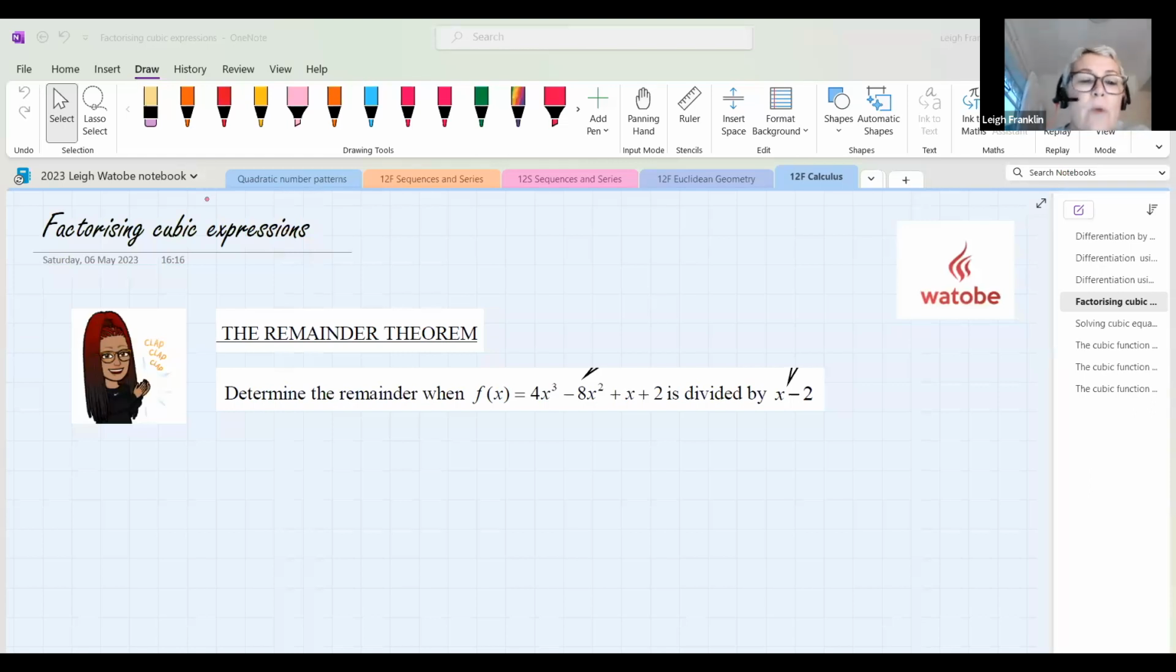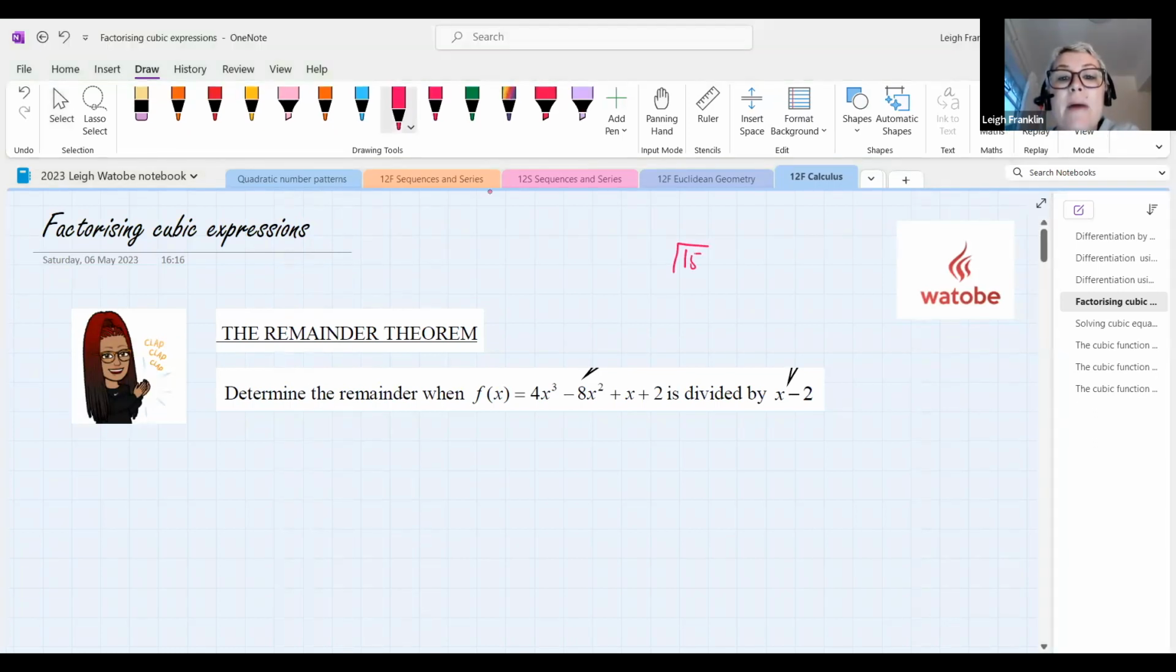In the same way, if you took the number 15 and you divided it by 2, we would say that 2 goes into 15 7 times, and our remainder would end up being 1. So it's the same idea. We can find a remainder when we divide a polynomial, in other words, a cubic expression, for example, by a linear expression, in the same way that we can find a remainder when we divide a number like 15 by 2.